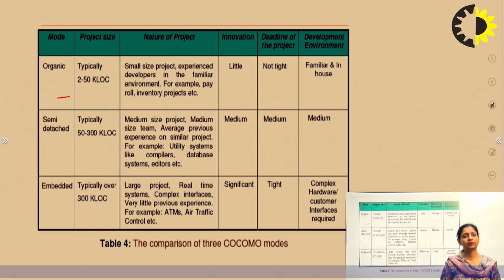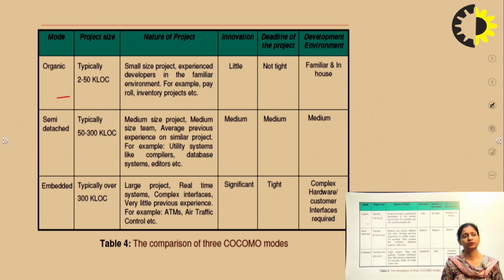Innovation, if we talk about as compared to the organic mode, the innovation is medium, because when we talk about the compilers, database system, we need to be updated with the recent technologies where the people could include more of the innovation into it. Deadline of the project again becomes medium, and the development environment is medium, because some of the developers are experienced and some of them are inexperienced, which reduces the development environment or the familiarity of the environment in which a particular software is being developed. It could be a utility system.